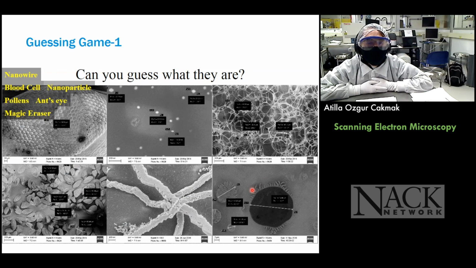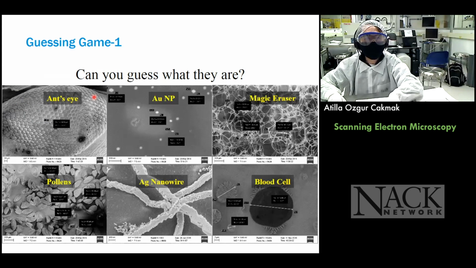Now I will give you 1 minute to guess what each one of these electron microscope images could be. These are images that I captured, and the answers are here: nanowire, blood cell, nanoparticle, pollen, ant's eye, magic eraser. Please associate that in your mind, and then I'll give you the answer very soon. As you can see, this is the standard information that we gather, the black and white contrast.